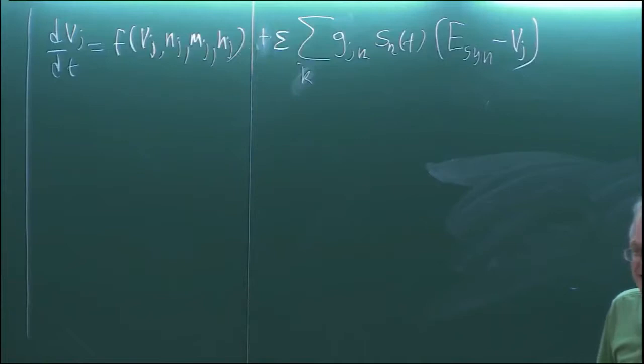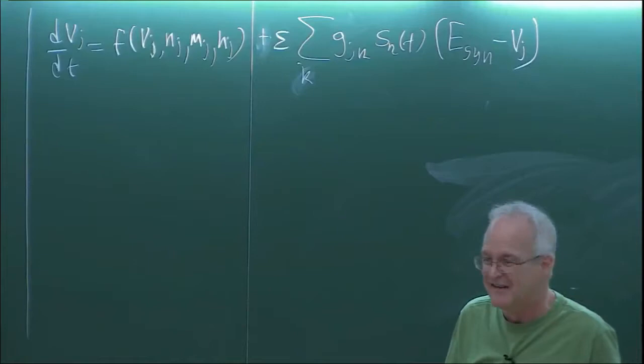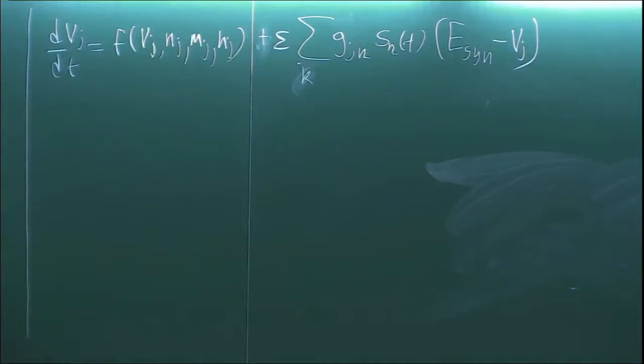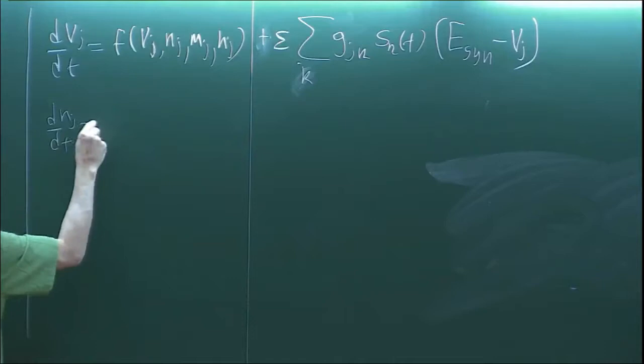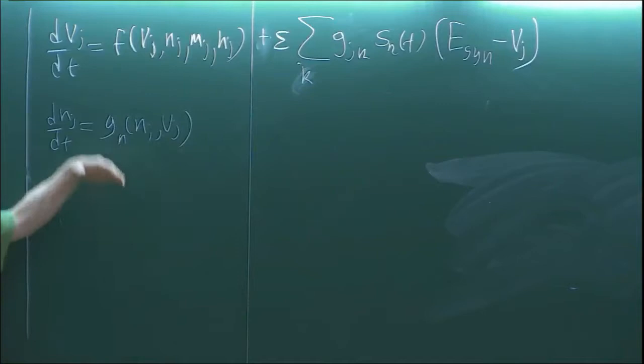Okay? Everybody see that? I'm going to assume that they all have the same reversal potential, so it's all excitatory neurons or all inhibitory neurons, okay? And we have equations for all these variables too. So you'll notice that dn_j/dt equals g_n of n_j, v_j, and so on. There's no coupling through these. Coupling is only through the voltage, because that's where the synapses come in.